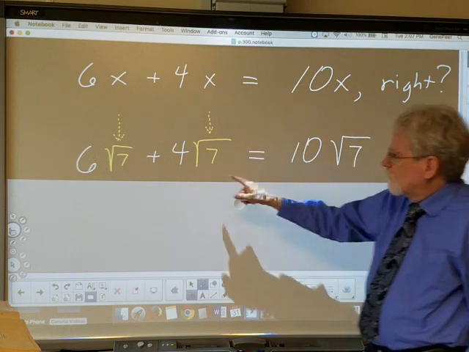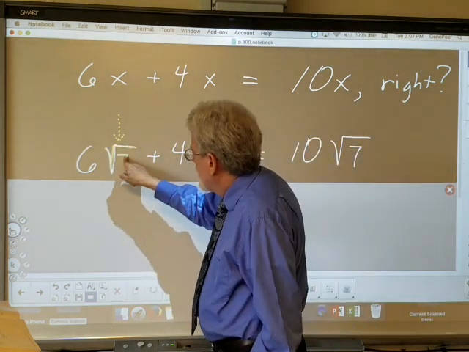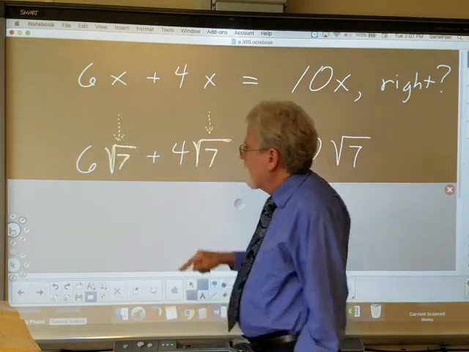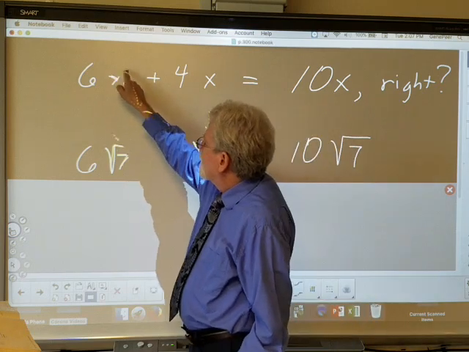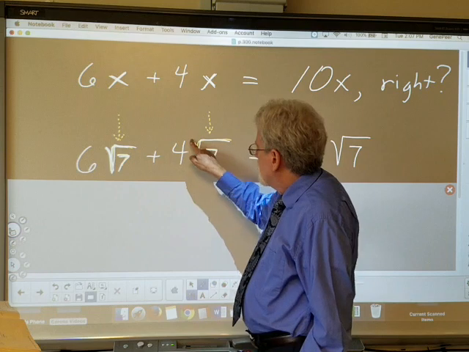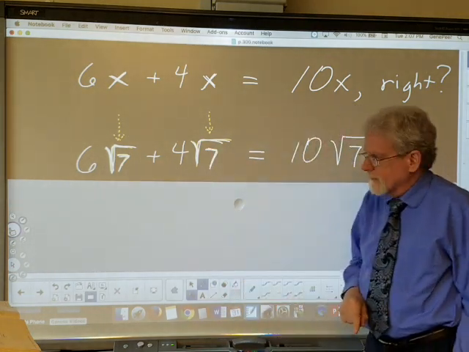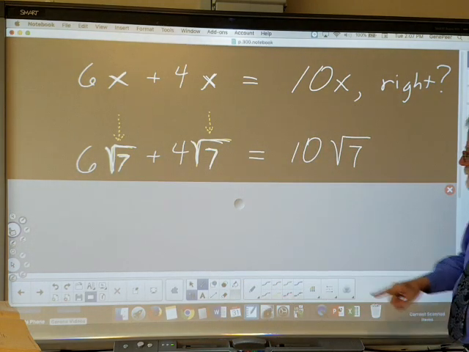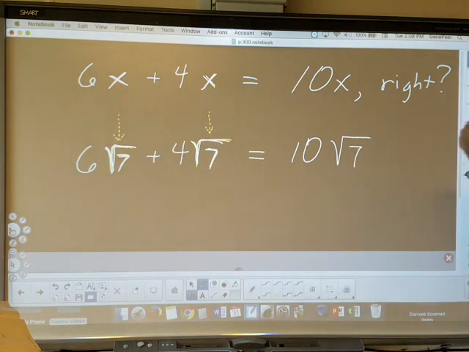You can do that as long as we have like radicals. Just like here, you can do it as long as you have like variables. Here you can do it as long as you have like radicals. No problem, right? Anything else down here? Nope. Next page.